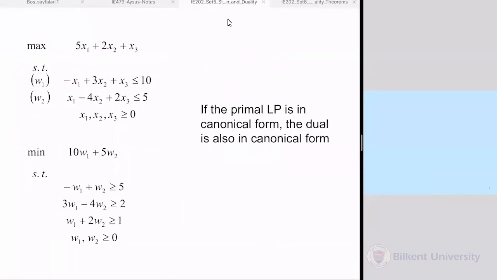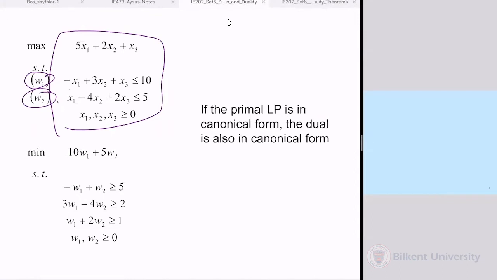Now, let's look at this. All right? So this is my maximization problem in canonical form, as you see. I'm maximizing 5x1 plus 2x2 plus x3. My constraints are, this is my first constraint and this is my second constraint. What would we do? I said that we need to associate a variable for each constraint in the primal. That brings me W1 and W2. I have two constraints in the primal. So I will have two variables in the dual, okay?